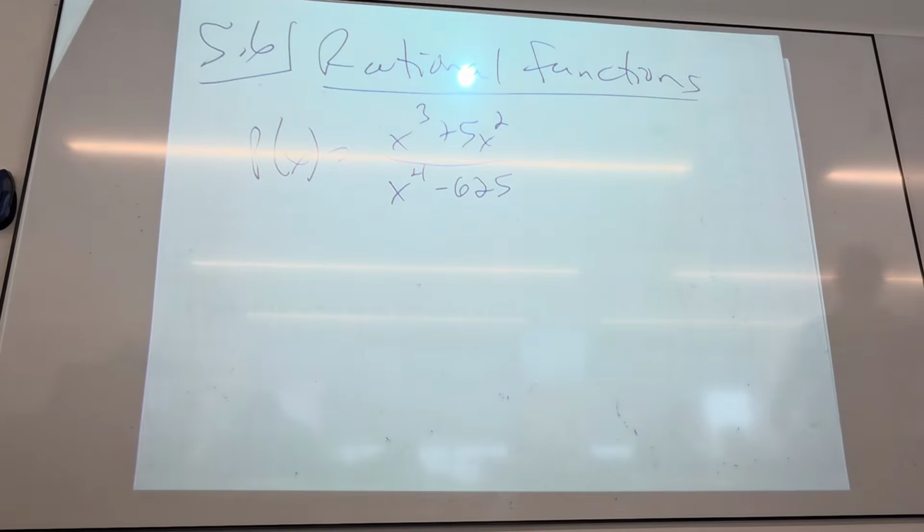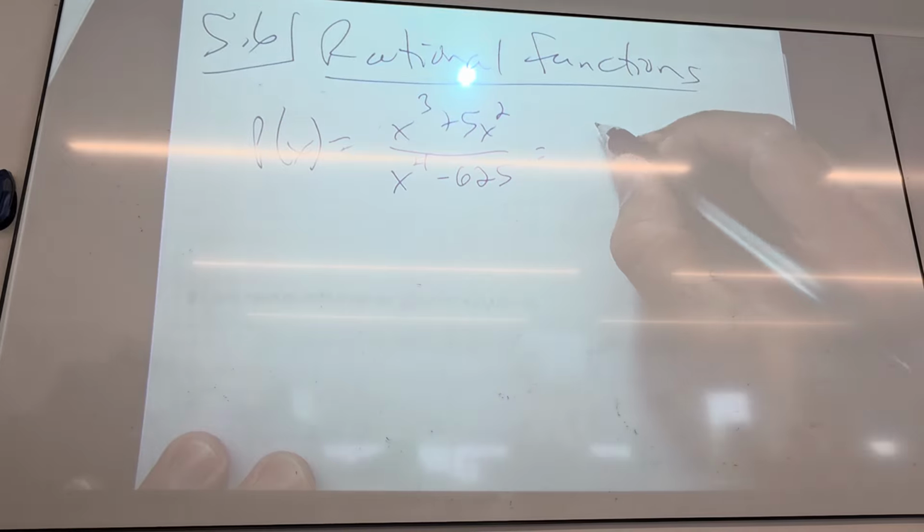A rational number is a ratio of whole numbers. A rational function is a ratio of polynomials. One thing you could do with them, like we have in the past, is you could sometimes reduce them. What can you do on the top there? You could take an x. More than that? X squared.